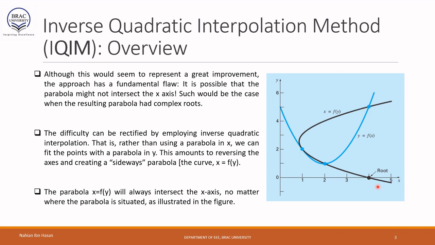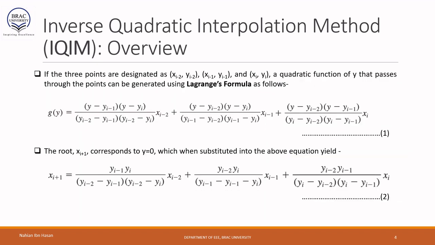Now let's look at the equation of the parabola that we are going to use through our three initial starting points. Say, for example, we are given three initial points: x_{i-2}, y_{i-2}, x_{i-1}, y_{i-1}, and x_i, y_i. These three points are initially given. So we are going to fit a parabola through these three points. So the Lagrange formula is going to be used.